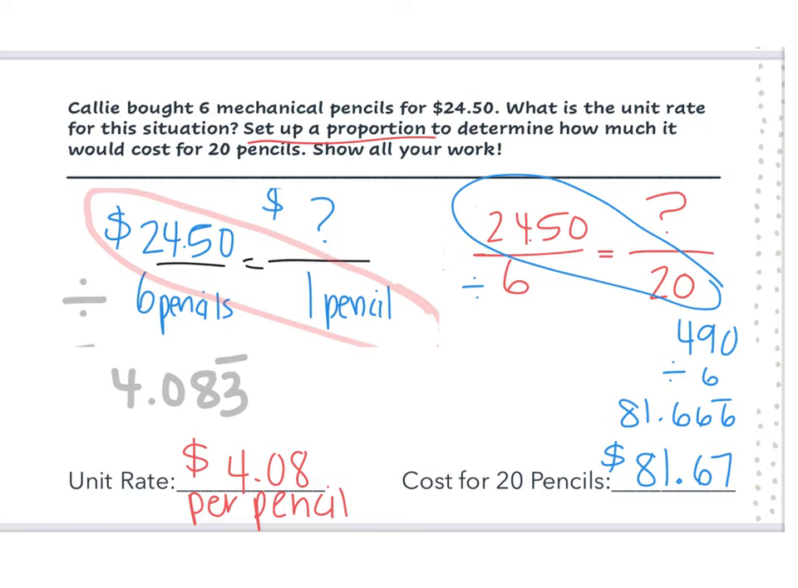If we're talking about money, we're going to round here to $81.67. Now, if you were not setting up a proportion, what you could do is take the price for one pencil and multiply that by 20. So $4.08 times 20 would give you the answer $81.60. So it's a little bit different, but either one of these would work. Specifically, it did say set up a proportion, so $81.67 should be the correct one.